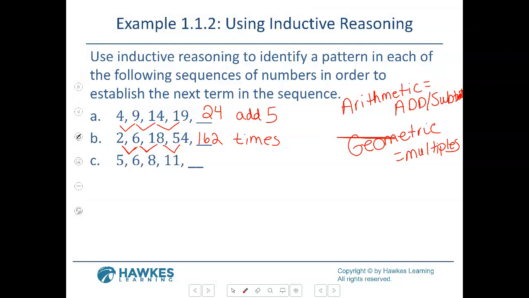So for the next one, it changes. Plus 1, then they add 2 to 6 to get 8, then you add 3 to 8 to get 11, and so the next number would be 15. So this is just different. So this would be neither, and some of them are like that.